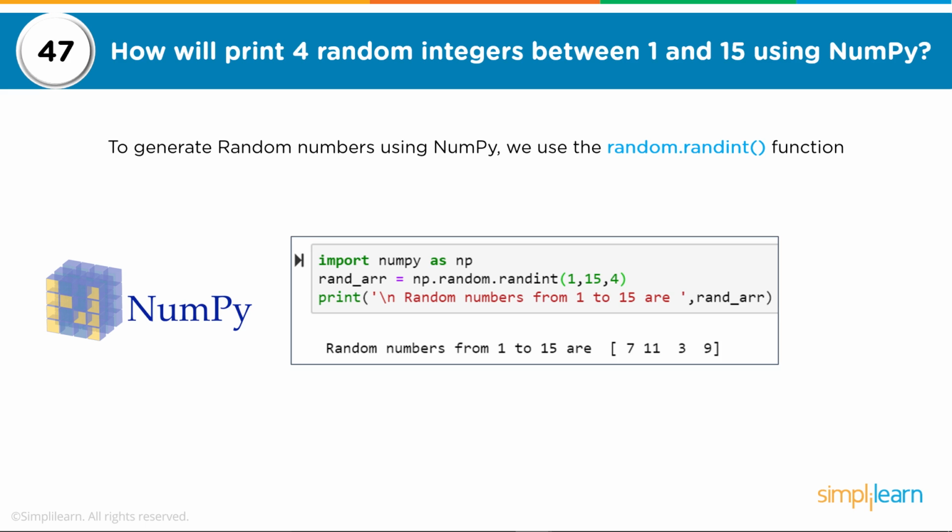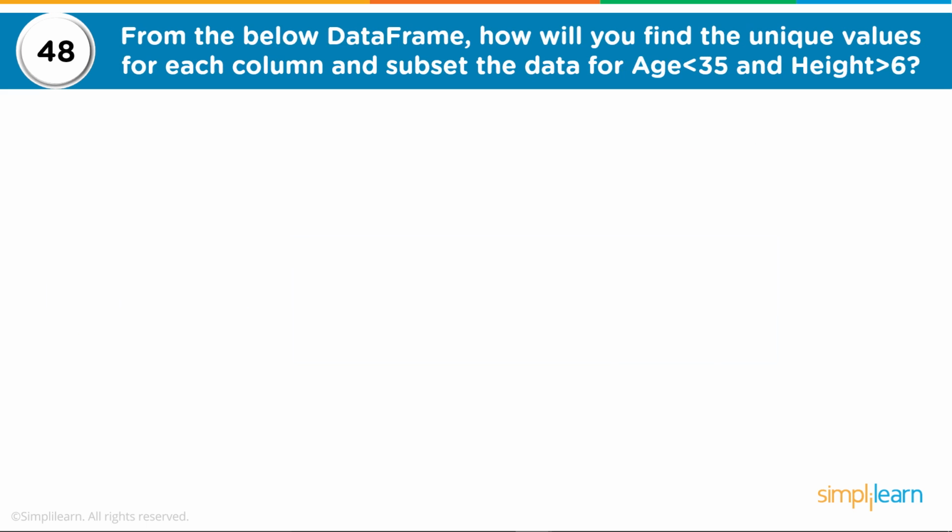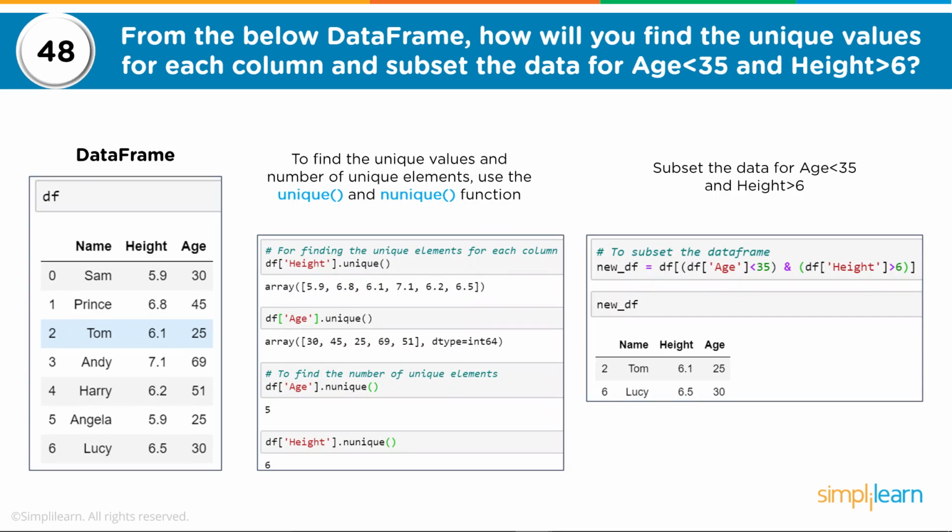From the below data frame, going to jump again on you, now we're into pandas. How will you find the unique values for each column and subset the data for age less than 35 and height greater than 6? To find the unique values and the number of unique elements, use the unique and the nunique function. You can see here we just did df height, so we're selecting just the height column, and we want to look for the unique.